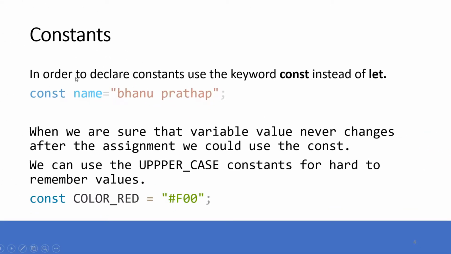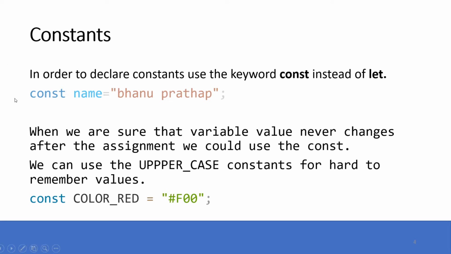So let us talk about constants. Constants are those whose value doesn't change after their declaration and assignment, right? So in order to declare a constant, use the keyword const instead of let. Just replace let with const, then the name of the variable, and this is the value of the variable. When we are sure that the variable value never changes after the assignment, we could use const. Once it is declared and assigned, its value won't change. If you try to change it, you will get an error.